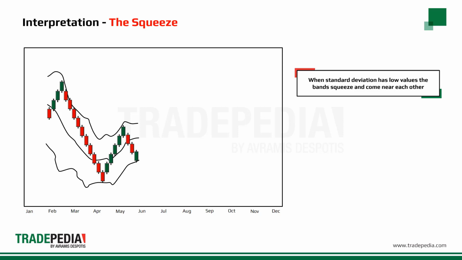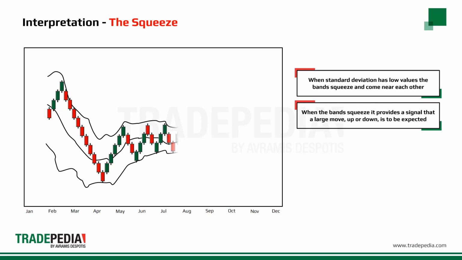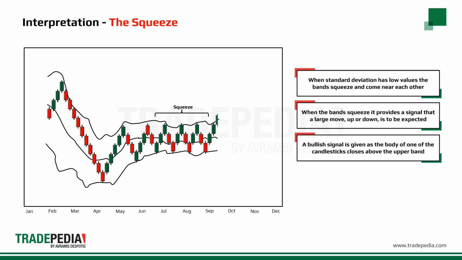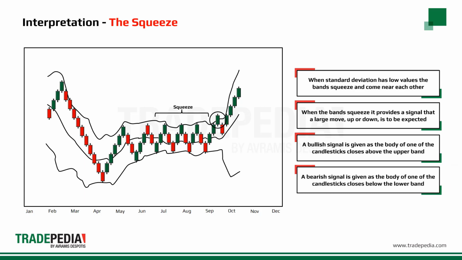Low volatility begets high volatility. So when the bands squeeze, it provides a signal that a large move, up or down, is to be expected. A bullish signal is given as soon as the body of one of the candlesticks closes above the upper Bollinger band. A bearish signal is given as the body of one of the candlesticks closes below the lower Bollinger band.